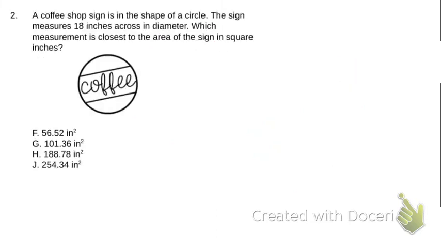All right, question 2. A coffee shop sign is in the shape of a circle. The sign measures 18 inches across its diameter. Well, that is across right there. It's 18 inches. Which measurement is closest to the area of the sign in square inches? So on your formula sheet, your Star reference material, it tells you that area equals pi r squared. Well, that means pi times r times r, okay? Be careful not to say r times 2, not r2, okay?